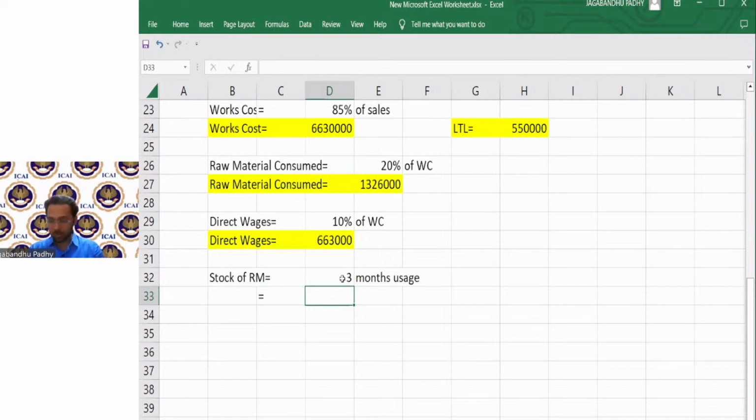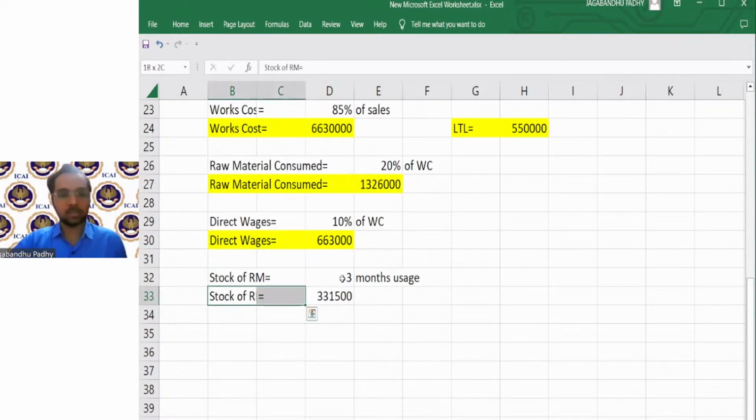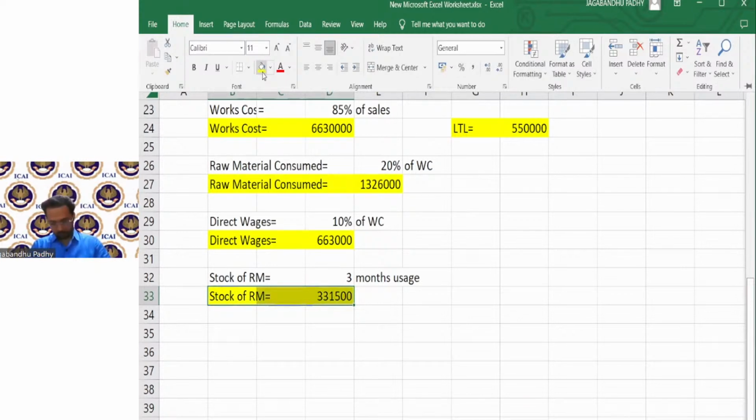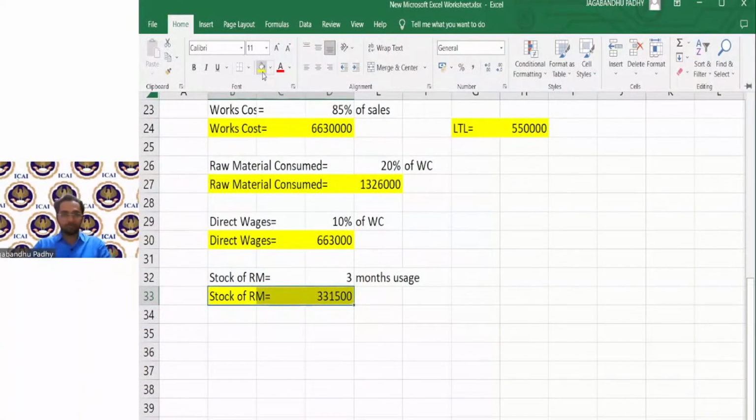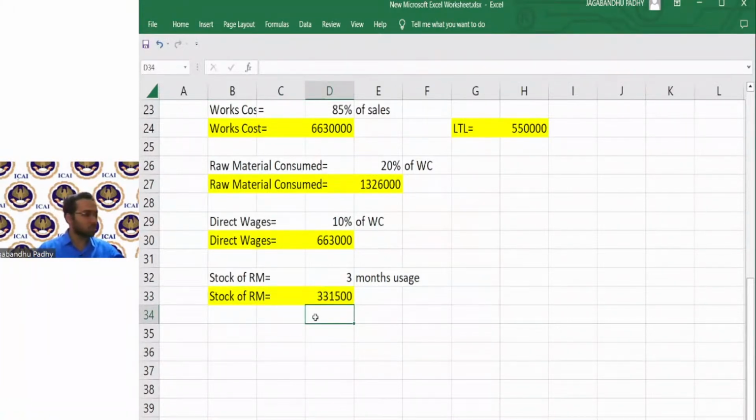So we can get the stock of raw material easily as simply this raw material consumed, that's for the full year. So for 3 months, that's going to be 3 divided by 12. Out of the full year, 3 months of raw material is kept as stock. So stock of raw material is 3,31,500. Done.